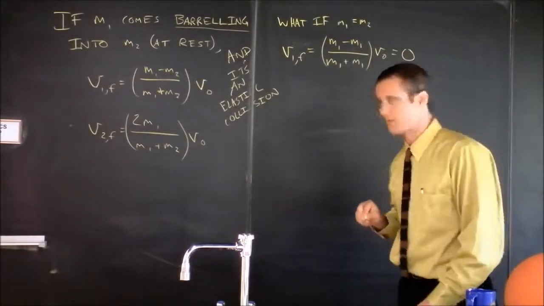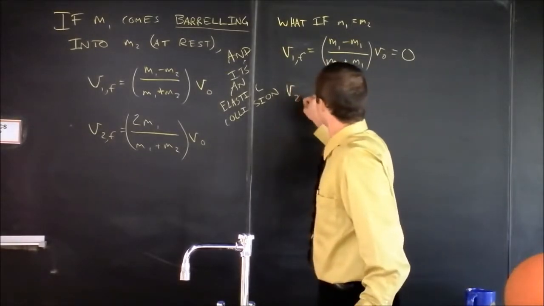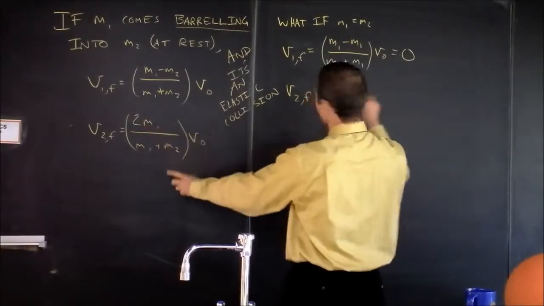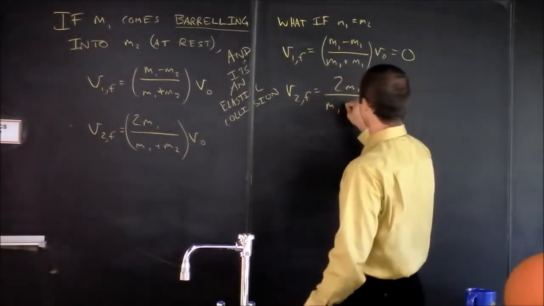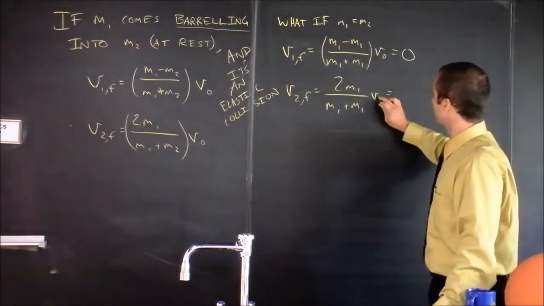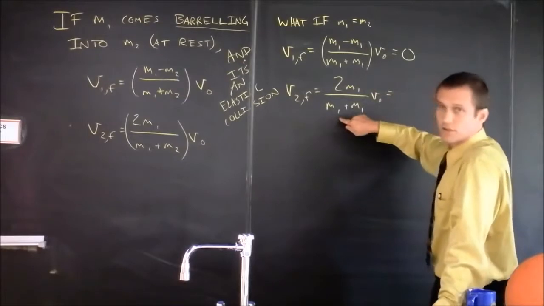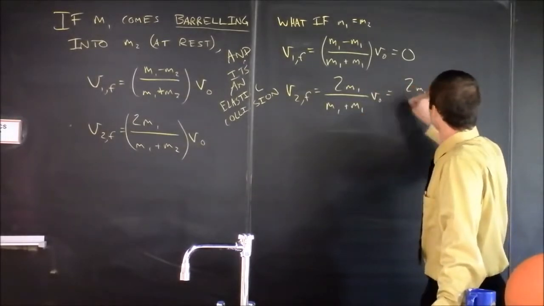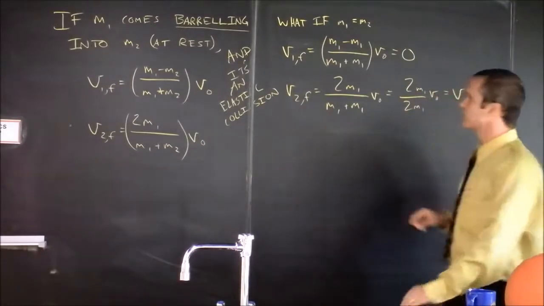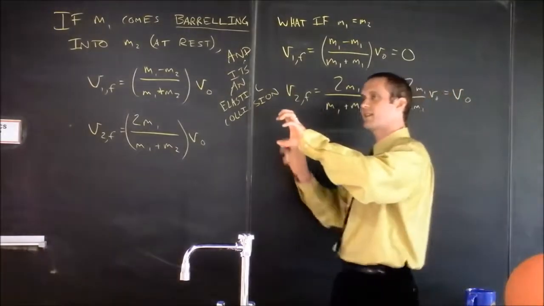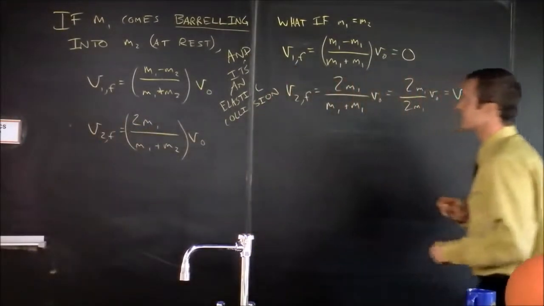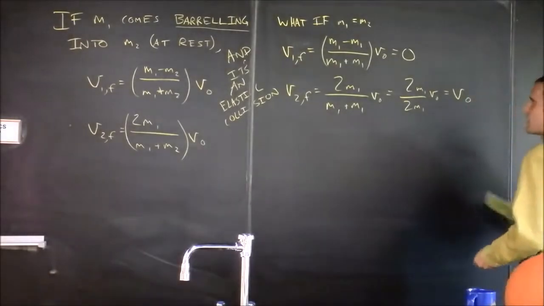He's stopped then. Interesting. And the final velocity of thing 2, well, that's going to be 2 times m1, remember I'm not going to write m2, and then that's divided by m1 plus m1 times v naught. We can simplify that. Oh, yes we can. This is just 2m1 over 2m1 times v naught, which is v naught. So the first guy comes in with a certain velocity, hits the second guy, the first guy stops, and the second guy goes out with the same velocity. Interesting.